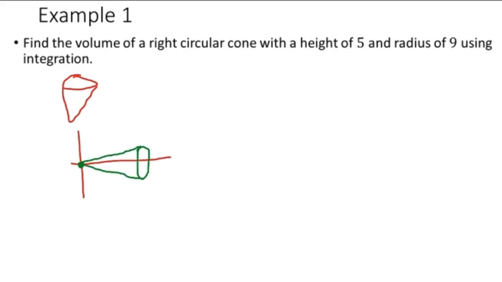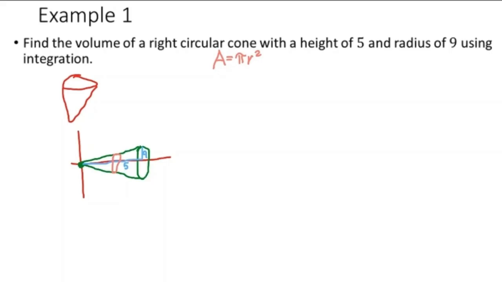From here, we can start to try to analyze the cross-sections of this cone and find the area of each cross-section. Keep in mind that the problem tells us the height of the cone, which here will be horizontal, is 5 units, while the radius is 9 units. Now, what would each cross-section of our cone look like? Well, each cross-section would just be a circle. But how would we find the area of each cross-section? Since we know our cross-section is a circle, the area of a circle can be calculated with pi r squared. So we need to find the radius of our cross-section.